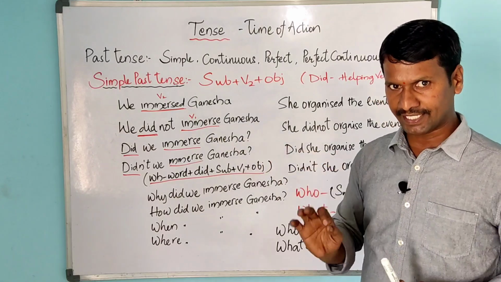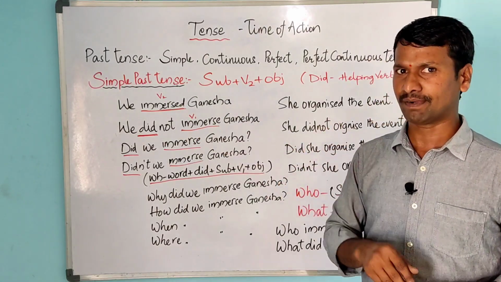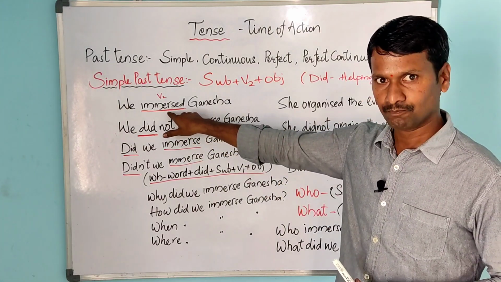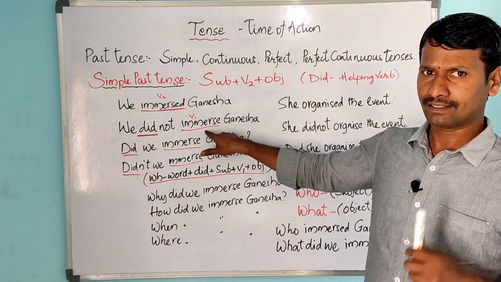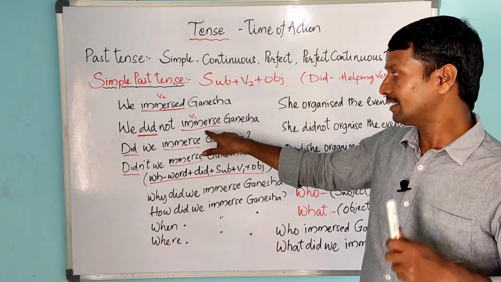You need to find the difference here. In the first sentence, I took the second form of the verb, which means V2, immersed. In the second sentence, I did not take immersed here. I took immerse.